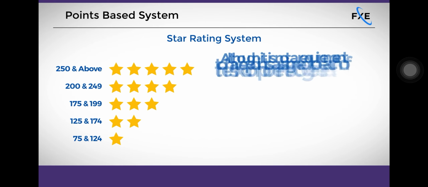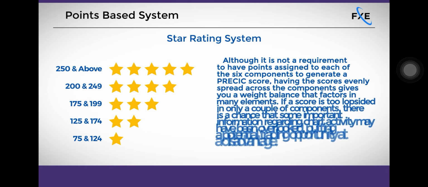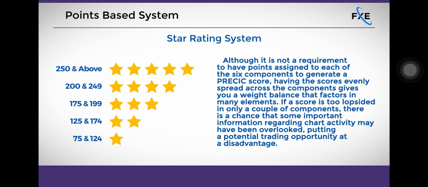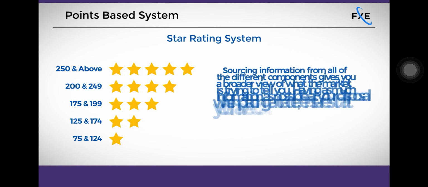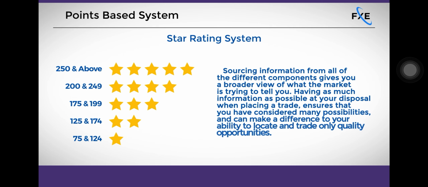Now, although it is not a requirement to have points assigned to each of the 6 components to generate a Pressing score, having the scores evenly spread across the components gives you a weight balance that factors in many elements. If the score is too lopsided in only a couple of components, there is a chance that some important information regarding chart activity may have been overlooked, putting a potential trading opportunity at a disadvantage. Sourcing information from all of the different components gives you a broader view of what the market is trying to tell you. Having as much information as possible at your disposal when placing a trade ensures that you have considered many possibilities and can make a difference to your ability to locate and trade only quality opportunities.